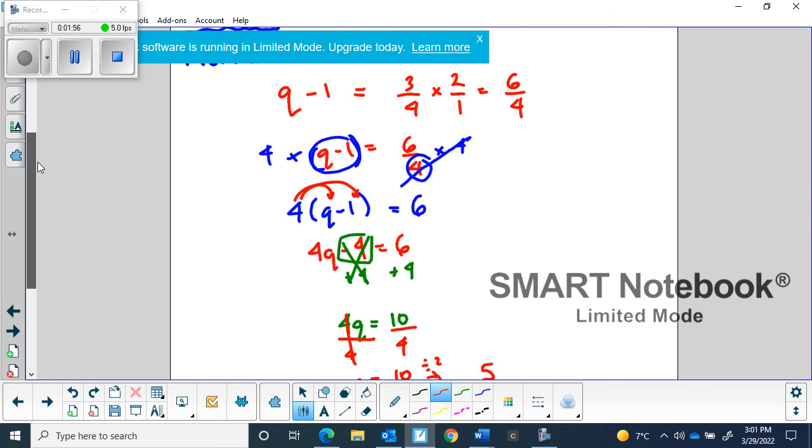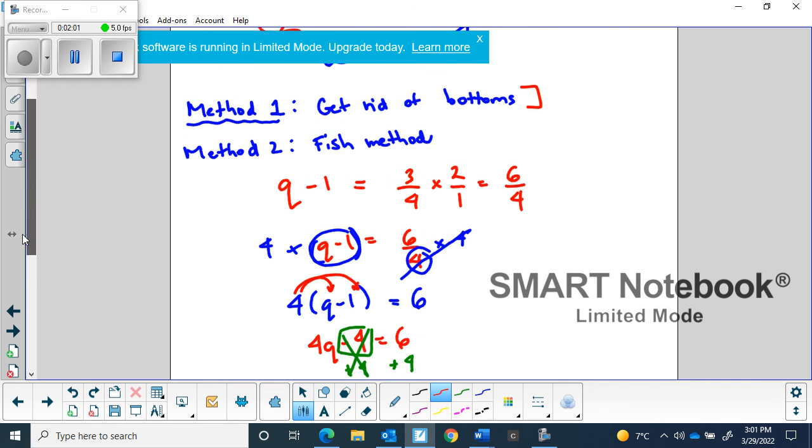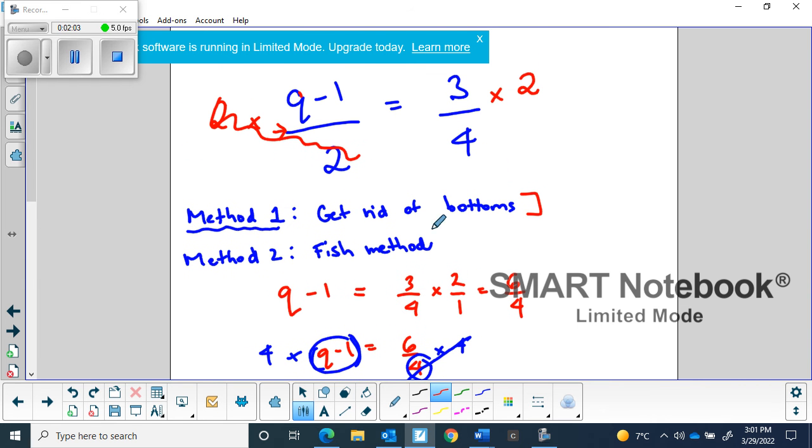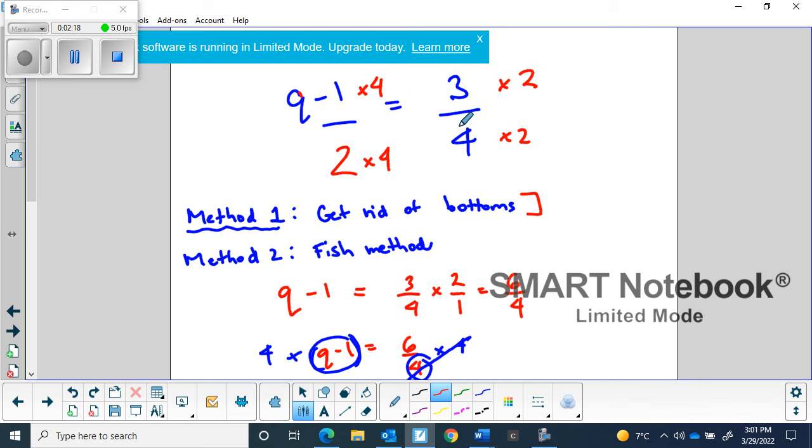Now, that's the method where I'm getting rid of the bottoms. All right, so really, right from the get-go, I would have multiplied. If I had fractions, I would just get rid of the bottoms, or I can make the bottoms the same. So multiply this by 4, multiply this by 2, multiply this by 4, multiply this by 2. When I do that, I'm going to get rid of, oh, sorry. I did the opposite there.